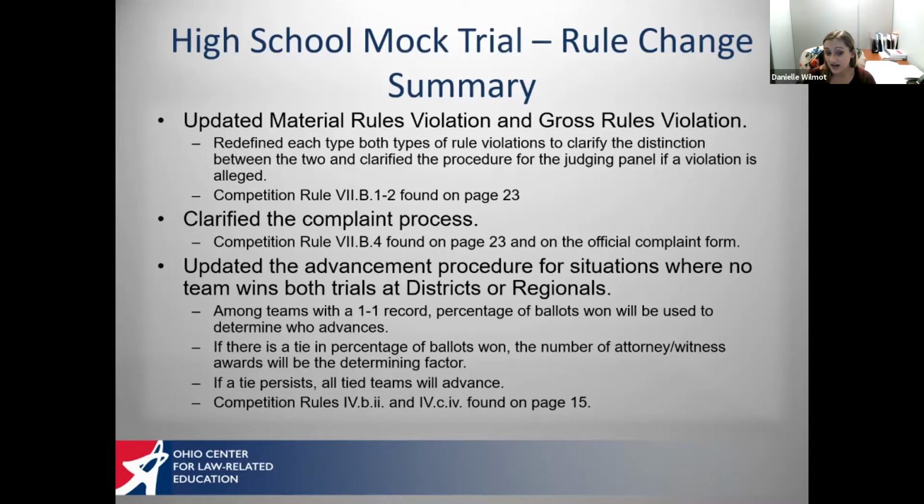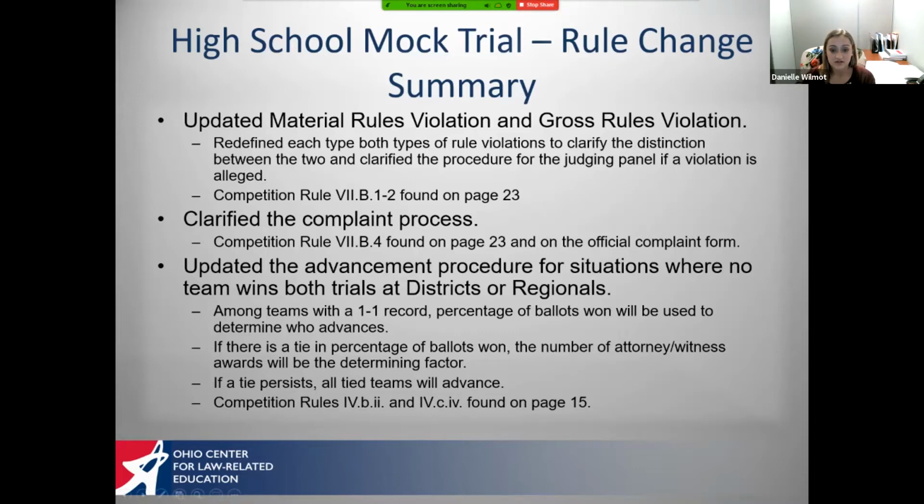If there is a tie in the percentage of ballots won, out of those teams who have tied, we will take the number of attorney and witness awards, and that will be the determining factor. And if a tie persists, at that point, all teams will be advanced to the next level. So that's competition rule on page 15. So you can find both of those on that page.